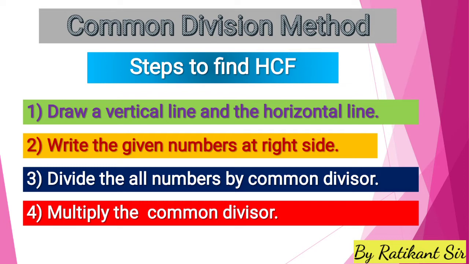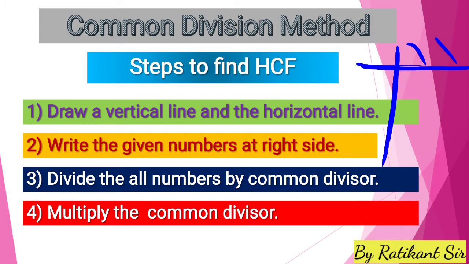Draw a vertical line and a horizontal line like this. Okay, so we have to draw the vertical line at first and then the horizontal line. Write the given numbers at the right side. It means if you are given two numbers to find the HCF, you have to write the first number here and then the second here.